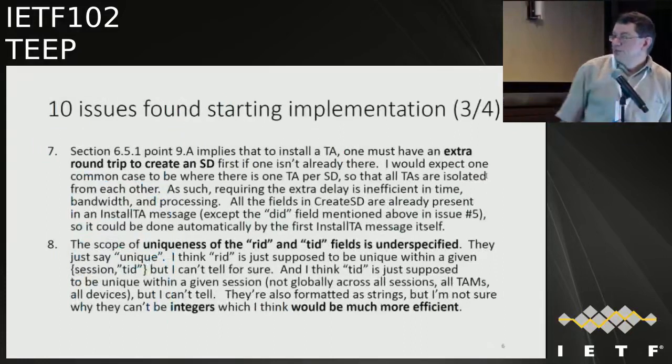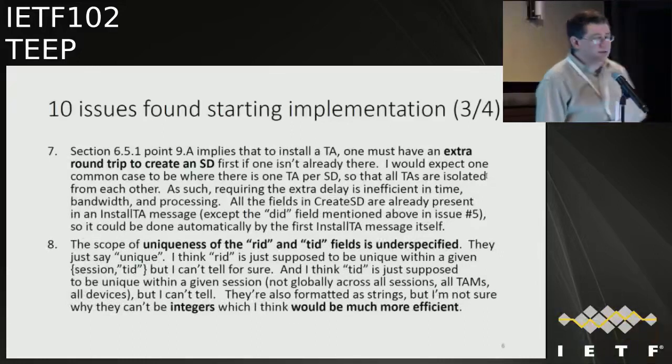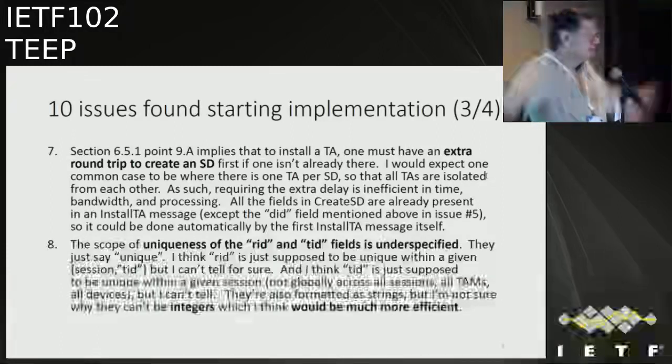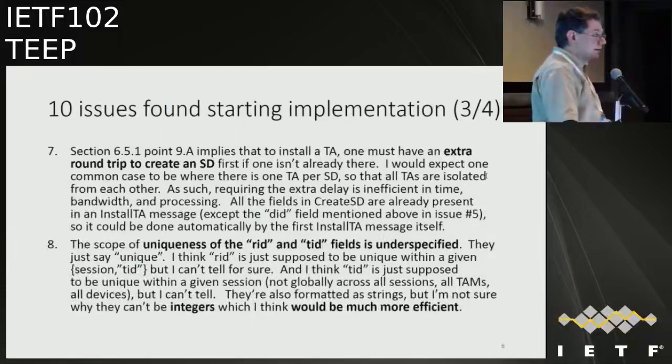There are ID fields that are underspecified, and I think even Andrew agreed they're underspecified. It just says they need to be unique. It doesn't say what they have to be unique within. Do they have to be globally unique? Do they only have to be unique within a particular session between the TEE and the TAM? For example, can I use a sequence number or not? If I use a sequence number, it is not globally unique. It's unique within my session.